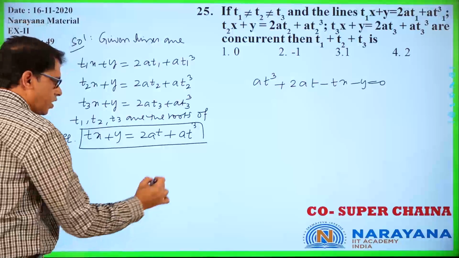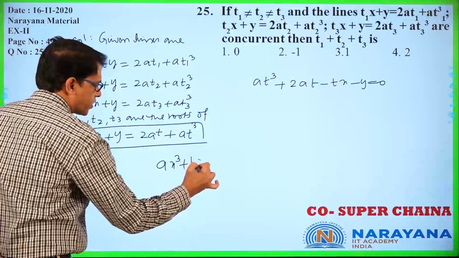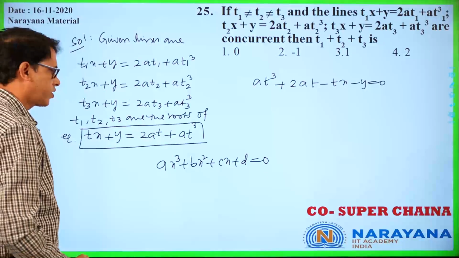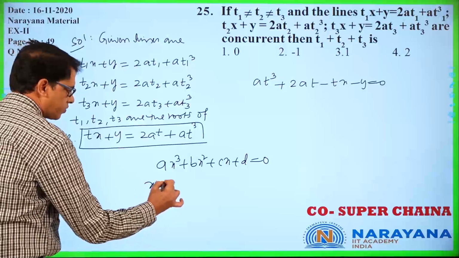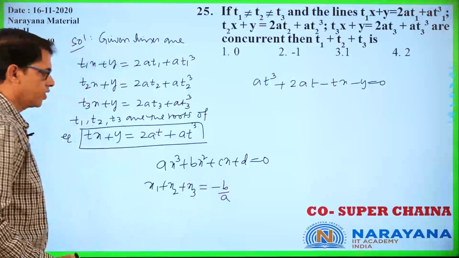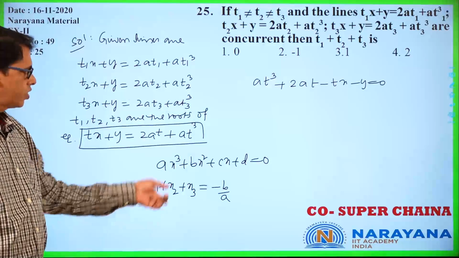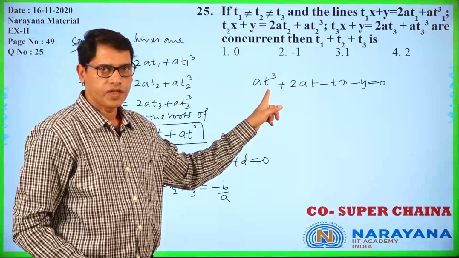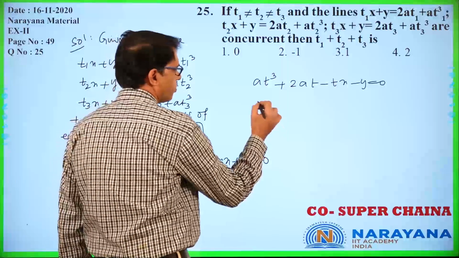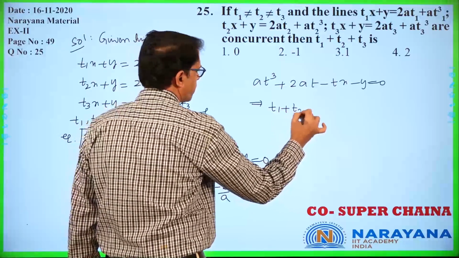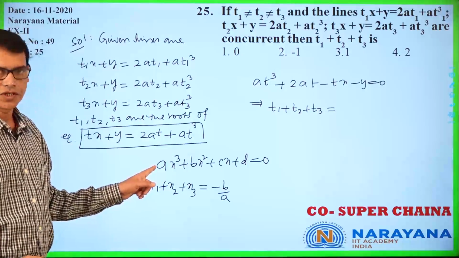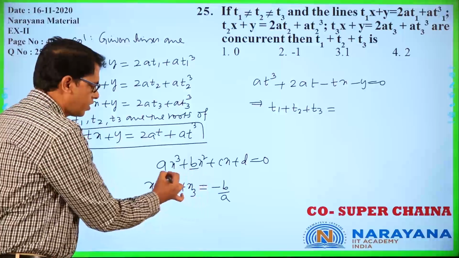Now see, if ax cube plus bx square plus cx plus d equal to 0 is a cubic equation, what is the sum of the roots? x1 plus x2 plus x3 equal to minus b by a, the sum of the roots. So here, in terms of t, the roots are t1, t2, t3. So the sum of the roots t1 plus t2 plus t3 equal to minus the x square coefficient by the x cube coefficient.